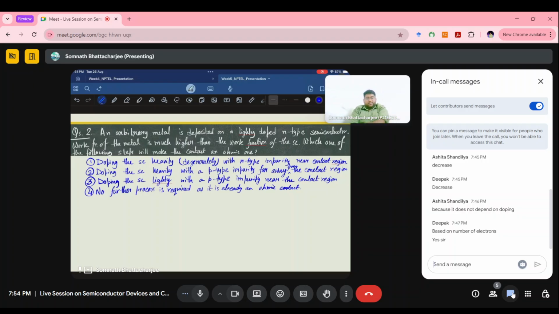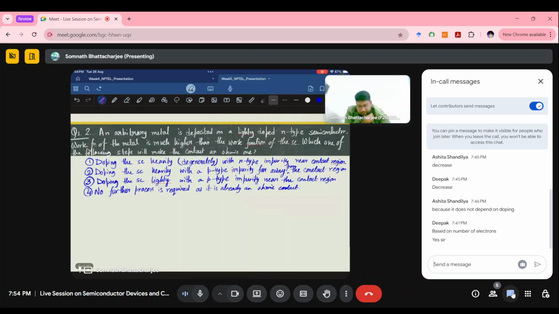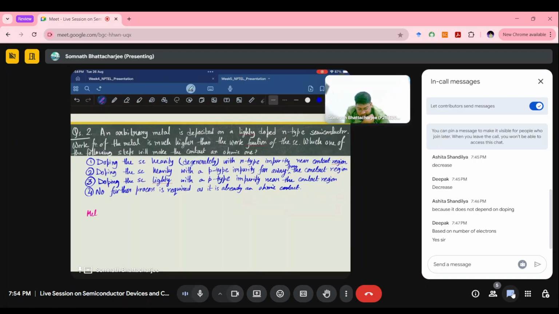So which one is correct? From the question we know that we have a metal here on this side. Just below that there is a lightly doped n-type semiconductor. On top of that we have the metal. So what should we do to make it a Schottky contact?